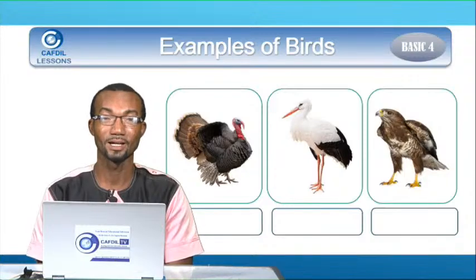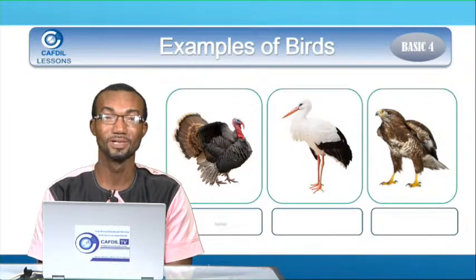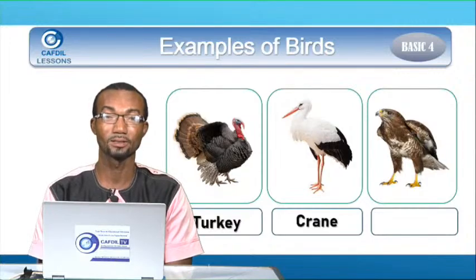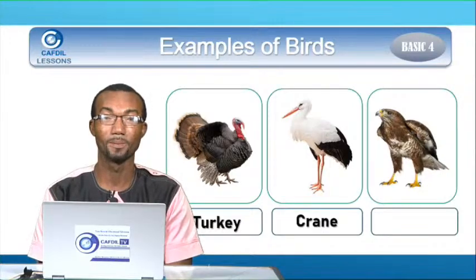We have another 3. Can you identify any of them? The first one is called the turkey. The second one is called crane.